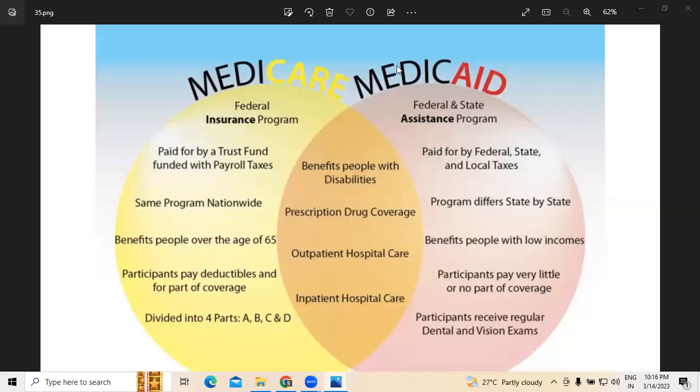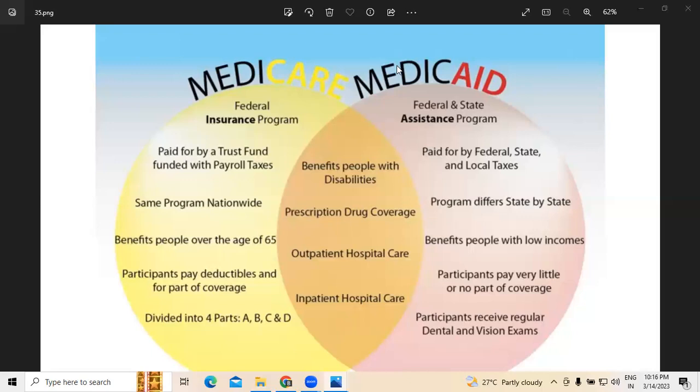So Medicare is a plan which is completely under the control of the federal government, whereas Medicaid is a plan which is controlled by the federal followed by the state government. These are the differences.